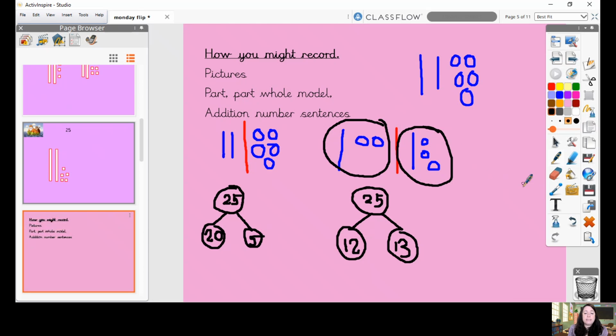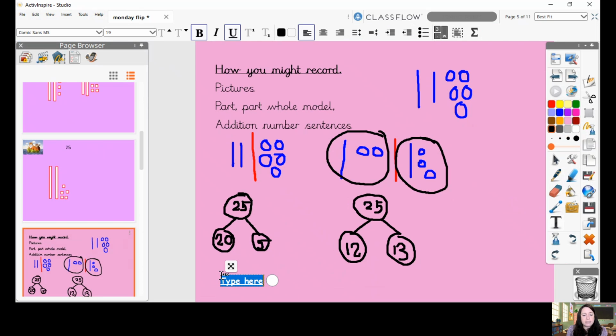Or if you don't want to do pictures, you don't want to do part whole models, you could do addition number sentences. So you could have, let's have a look at this one, 20 plus 5 equals 25. You might want to start with a 25. 25 equals 12 plus 13. So I don't mind how you record today, but you've got to do a little bit of investigating and you've got to see how many different ways you can partition the number that you are given.